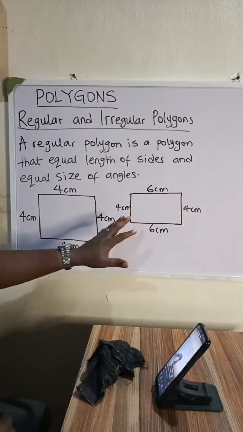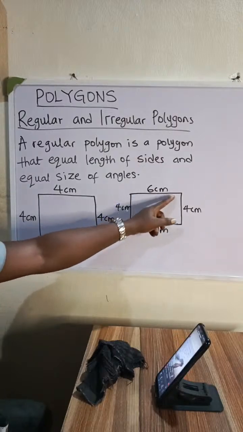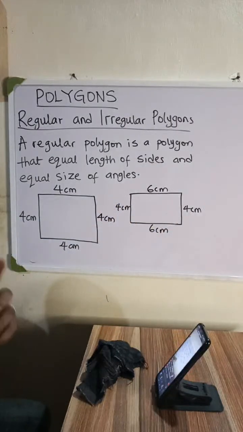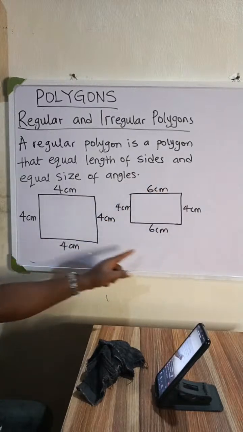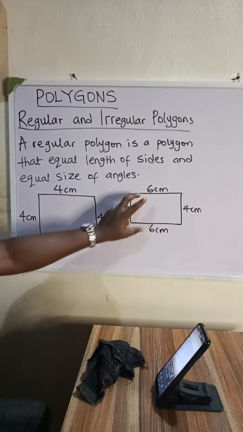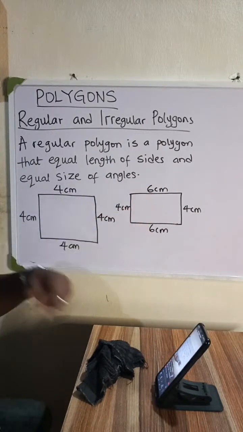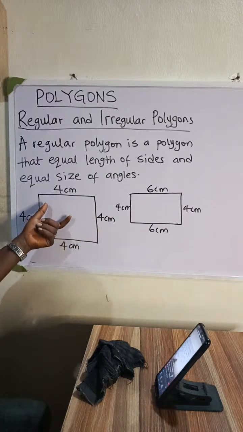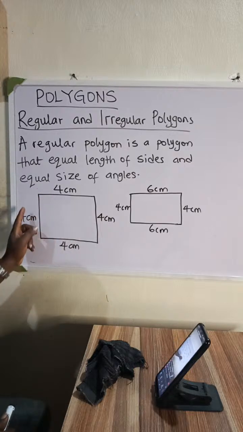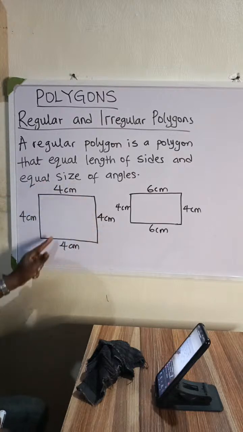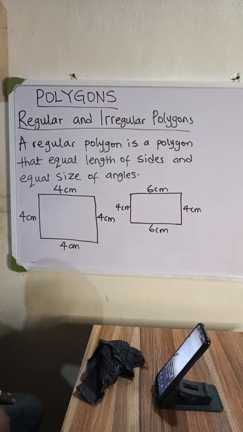Now, this shape cannot be considered a regular polygon. Although all the angles have the same size, 90 degrees each, because the length of the sides are not the same, you cannot call this a regular polygon. That means a rectangle is not a regular polygon, but a square is a regular polygon. So a regular polygon is a polygon that has equal length of sides and equal size of angles. Okay.